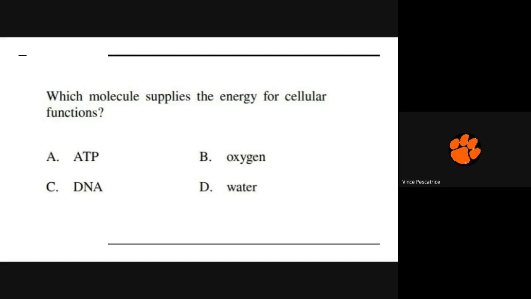Oxygen and water don't supply energy directly, but ATP, we've talked about this, supplies energy to the cell. So ATP is the correct answer. This is the type of energy that's needed to make active transport work. Active transport, that sounds like ATP. If you think about it that way, active transport needs ATP to work. DNA is the instructions for cell creation and functions that happen inside the cell.